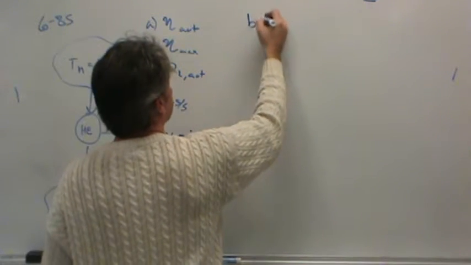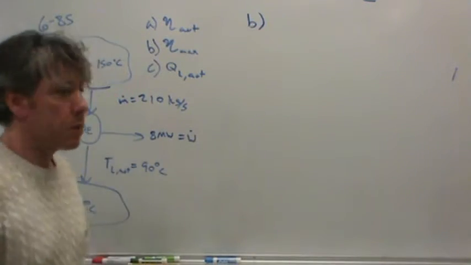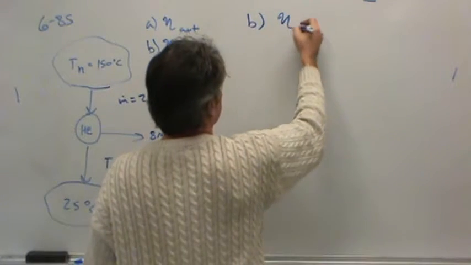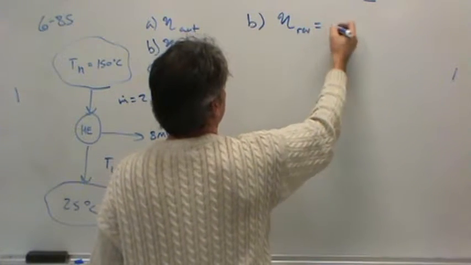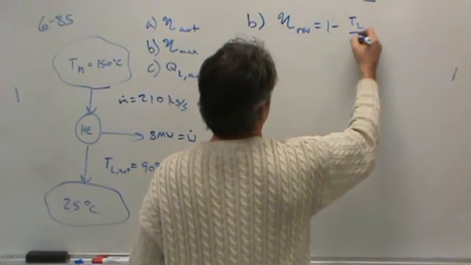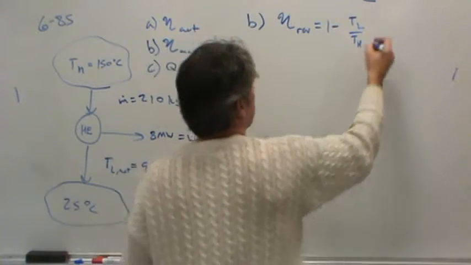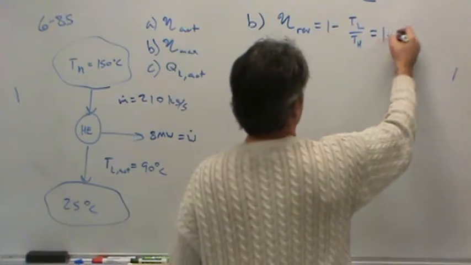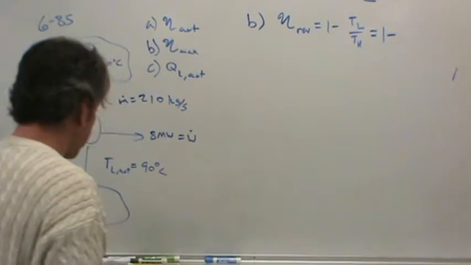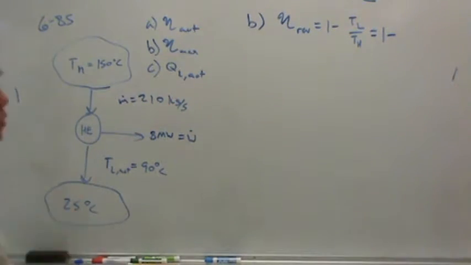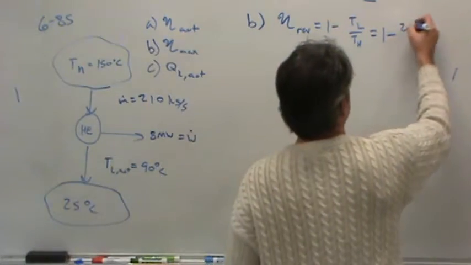Part B, the idea is, what's the maximum efficiency you can get? Well, that would be the Carnot efficiency. That would be a reversible efficiency, which is 1 minus TL over TH. The source that we're working from has a low temperature of 25 degrees Celsius. Now that's not good enough.